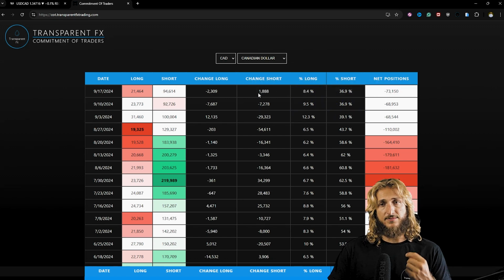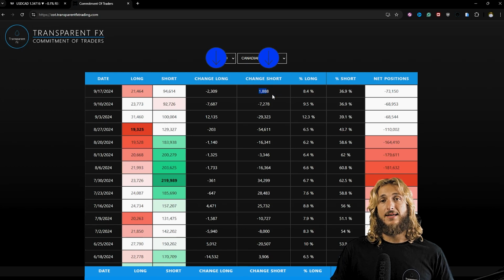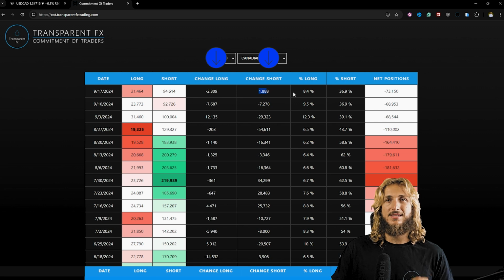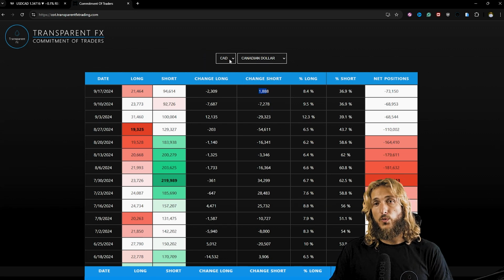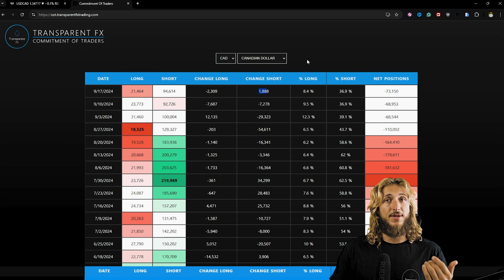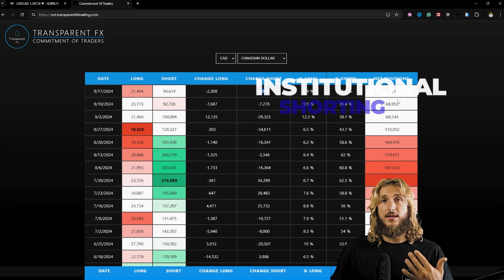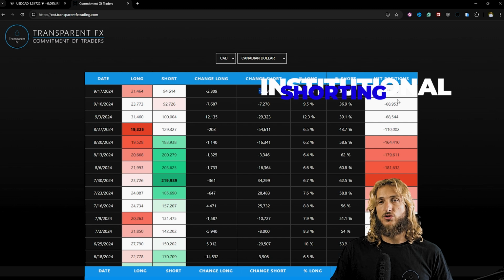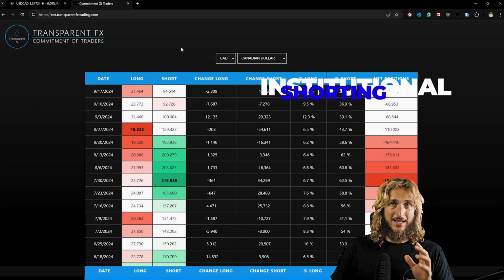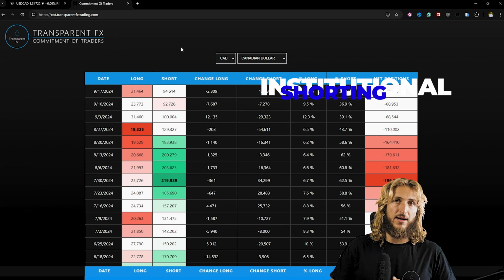And we can see, in fact, how just with the last report, they added 1.8K shorts on the CAD and closed the longs, which means that in the short term, USDCAD, fueled by this short-term weakness of the CAD, could be a bit stronger, but in the long run, it is clear that they have been increasing their net positions quite aggressively. So let's keep this in mind and move back to the chart.